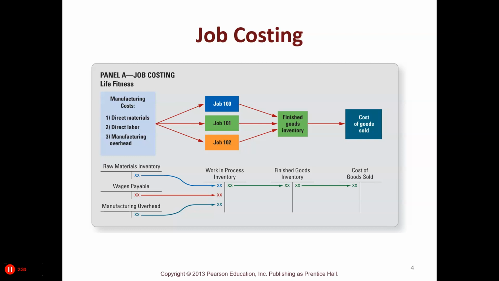So for instance, in this example, if you complete a job, in this example, we completed job 101, we would transfer it to finished goods, and then when it was finalized with the customer, it would go to cost of goods sold.